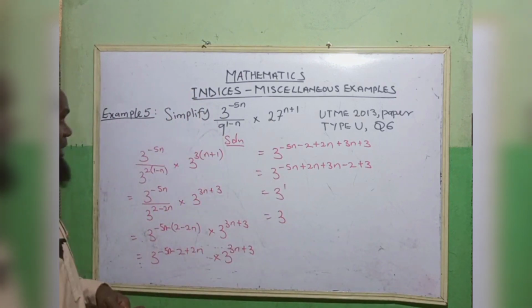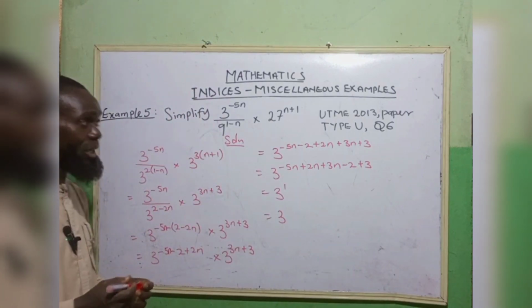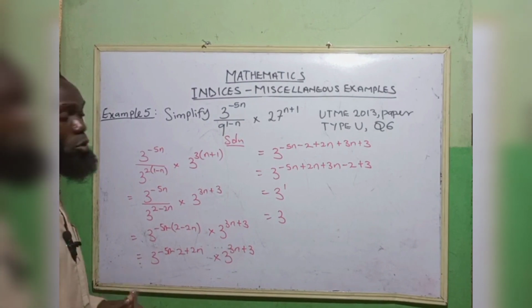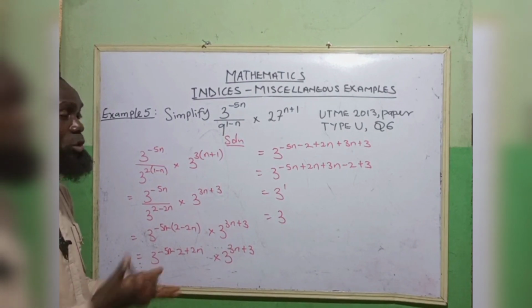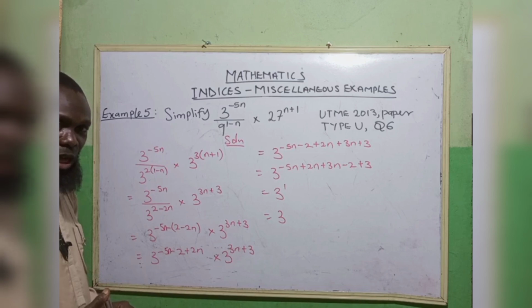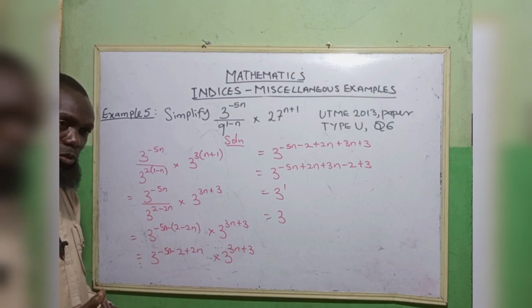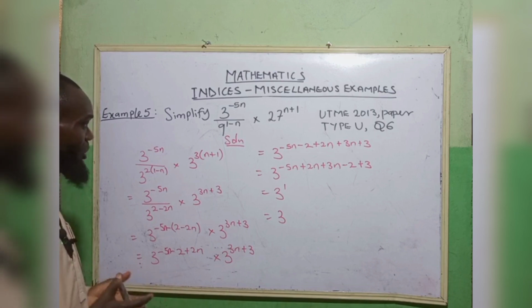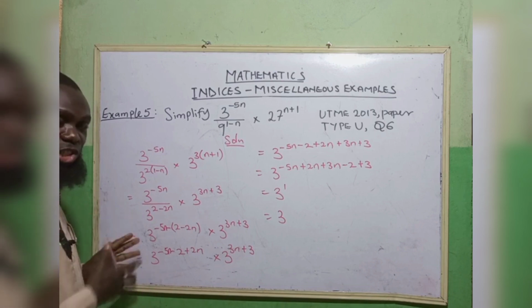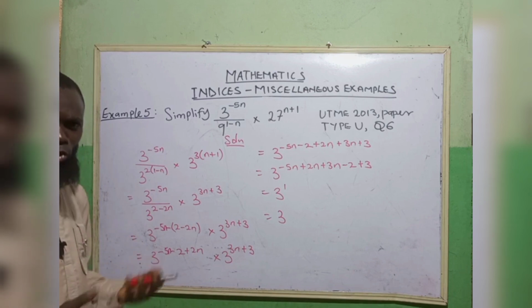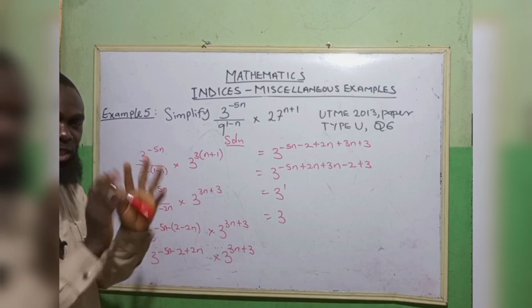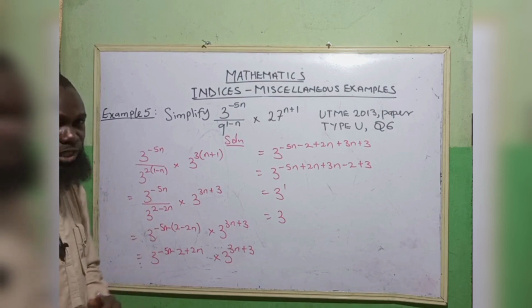So this is the miscellaneous example we're going to be looking at. If you look at, say, UTME questions, they can also be found in your WAEC questions. So the same method we use to approach each of these questions is still the same method we are going to be using, by taking note of the rules of indices.